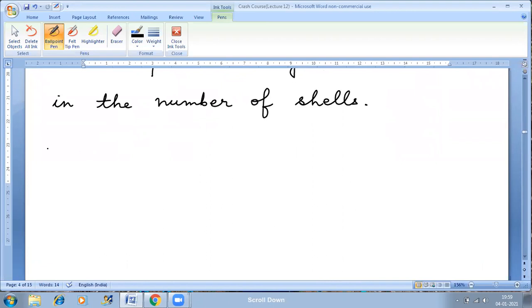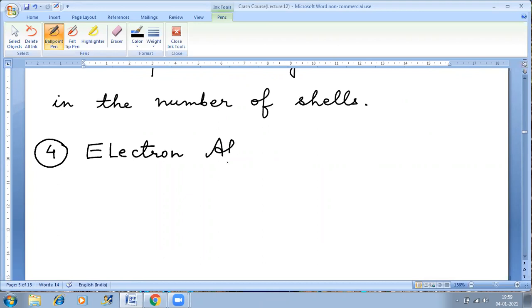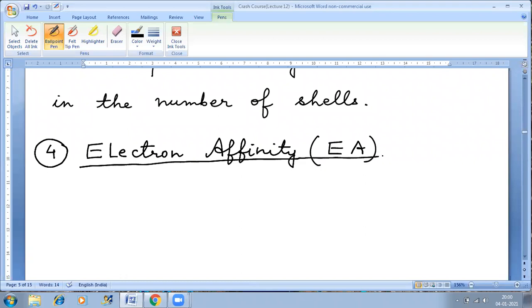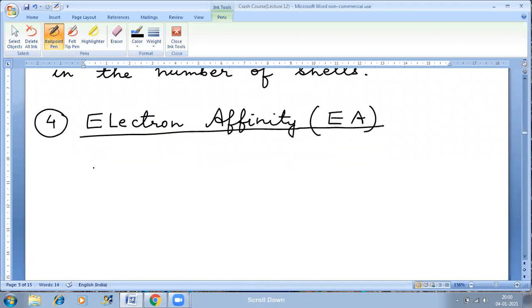Fourth one is electron affinity, also called EA.